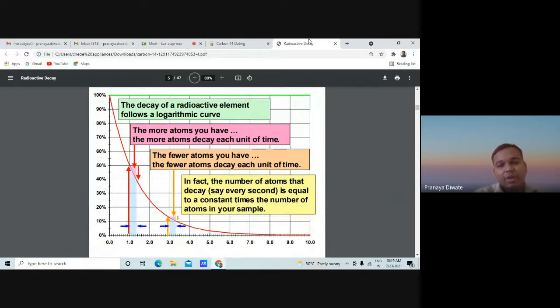The decay of a radioactive element follows a logarithmic curve. The more atoms you have, the more atoms decay each unit of time. The fewer atoms you have, the fewer atoms decay each unit of time. In fact, the number of atoms that decay is equal to a constant times the number of atoms in your sample.